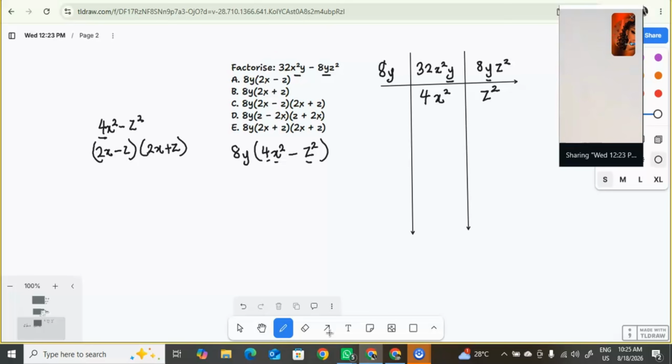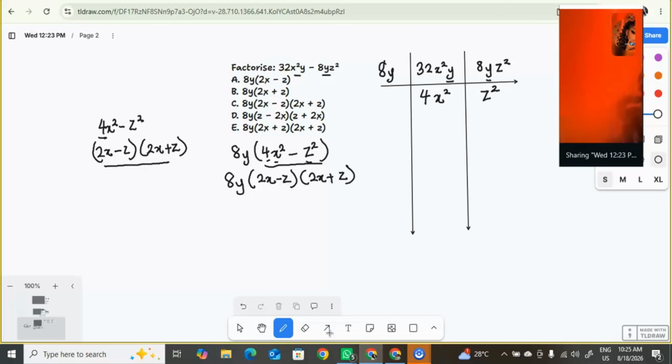It is when you expand these two brackets, you will arrive at 4x squared minus z squared. So these particular terms in this bracket will now become 8y into 2x minus z, all right, open bracket again, 2x plus z. And this is our final answer.